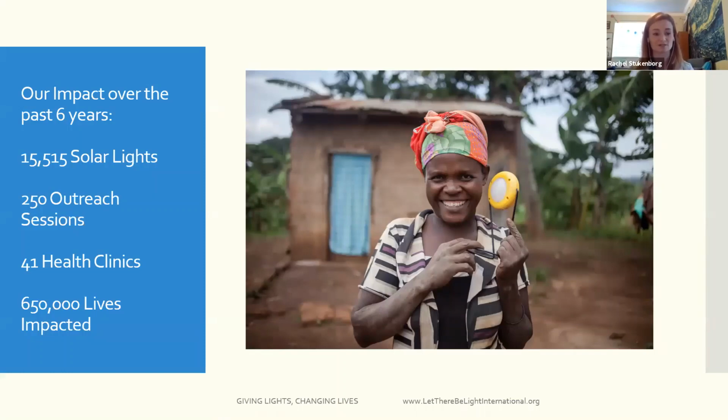And the impact over the past 6 years that Let There Be Light International has been operating has been expansive. To name a few numbers, 15,515 solar lights have been donated to vulnerable households, all of which fall into one of these 5 categories, which are mother, orphan, disabled, elderly, or student. And the average household size for a solar light recipient is 5 to 6 people. So not only is the solar light recipient impacted, but their entire household as well.